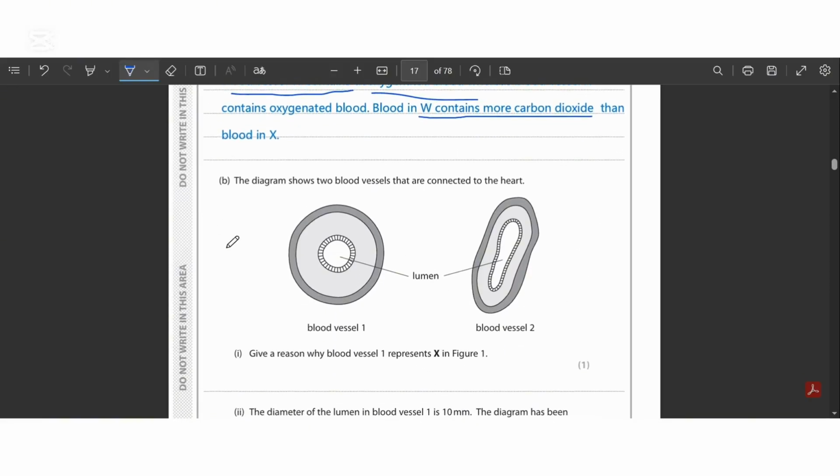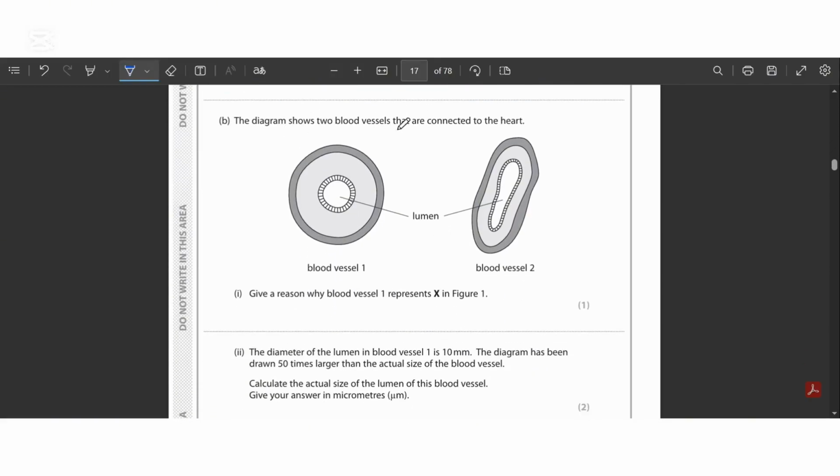Part B says that the diagram shows two blood vessels that are connected to the heart. This is blood vessel 1 and this is blood vessel 2. As you can see, they have differences over here: the elastic muscular valves and their lumen sizes. Part 1 says to give a reason why blood vessel 1 represents X.